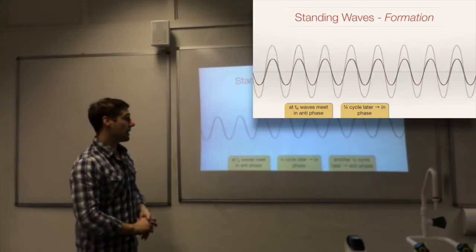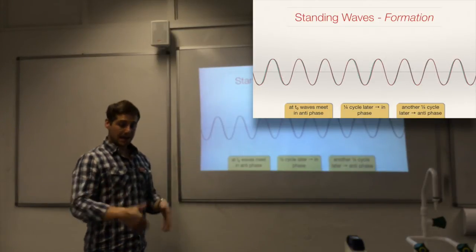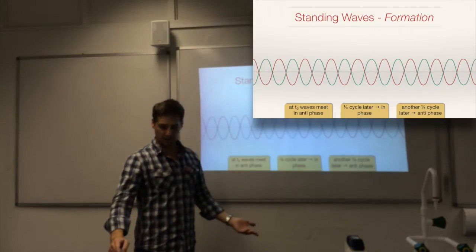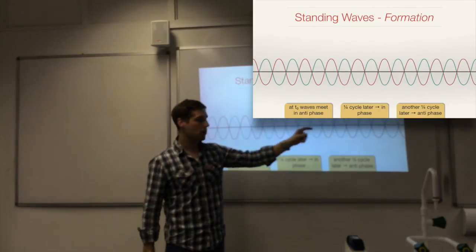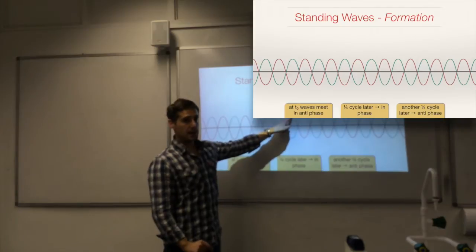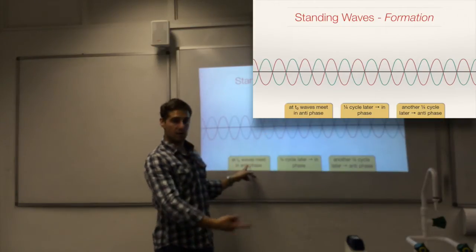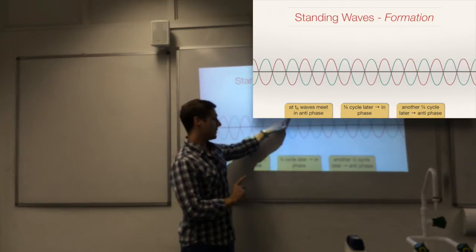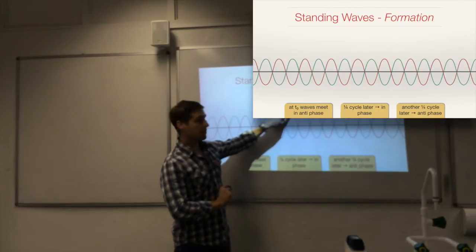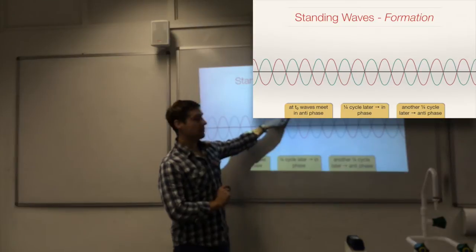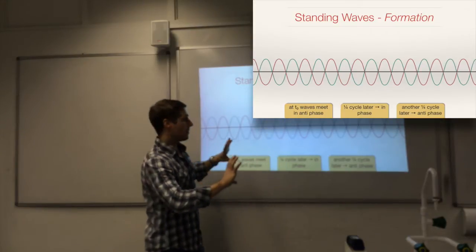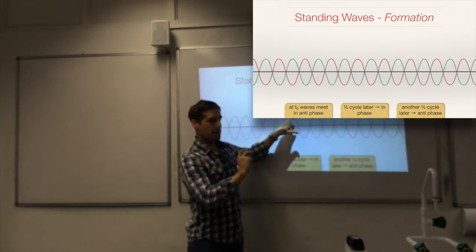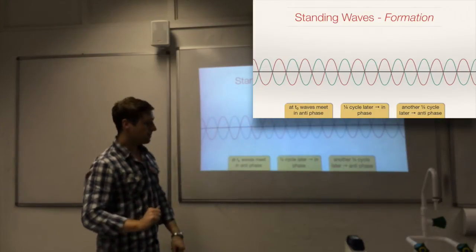Another quarter of a cycle later then, they will arrive back in antiphase. However, the difference here is, although we get zero displacement all the way along, the red wave is at a peak here, but back here, half a cycle earlier when they were in antiphase originally, the red wave was at a trough, and the green wave was at a peak there. So these waves have actually flipped, but it's still antiphase.